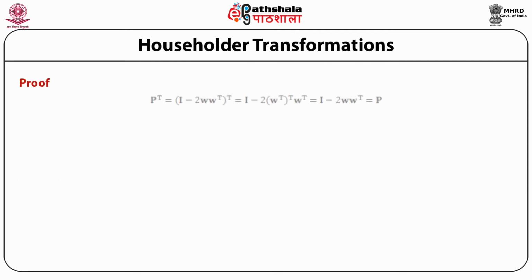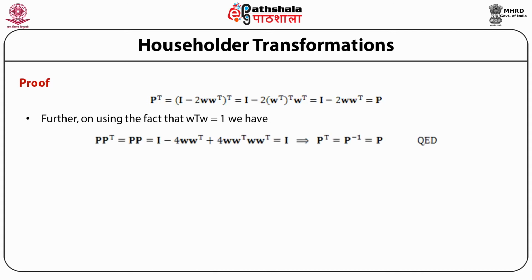So its proof: P transpose is equal to (I minus 2 W W transpose) whole transpose, equal to I minus 2 W W transpose, which is equal to P. Further on, using the fact that W transpose W is equal to 1, we have P P transpose equals P P equals I minus 4 W W transpose plus 4 W W transpose W W transpose, equals I. So this implies that P transpose equals P inverse equals P.